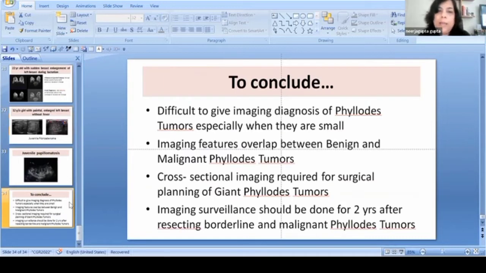To conclude, I would say it is difficult to give an imaging diagnosis of phyllodes tumors, especially when they are small, because then on imaging they look very much like fibroadenomas. Again, imaging features overlap between benign and malignant phyllodes tumors. Cross-sectional imaging is required for surgical planning of big phyllodes tumors and for recurrent phyllodes tumors. Imaging surveillance should be done for 2 years after resecting borderline and malignant phyllodes tumors.